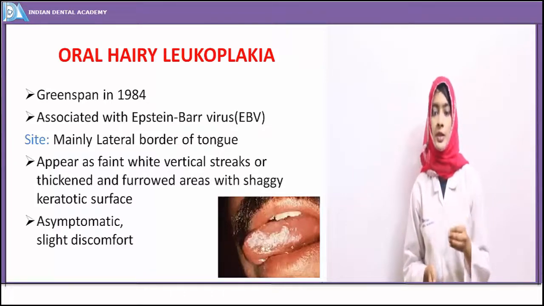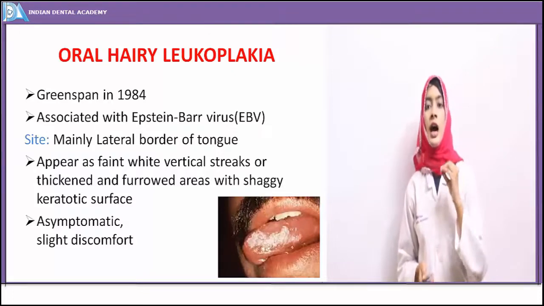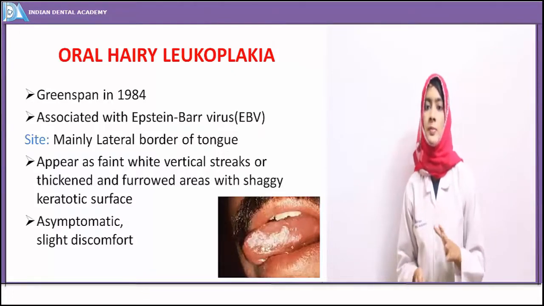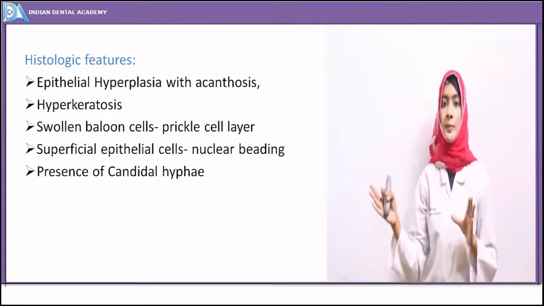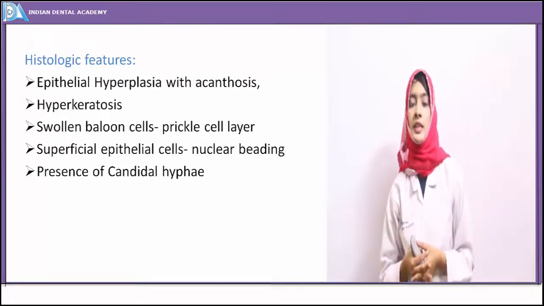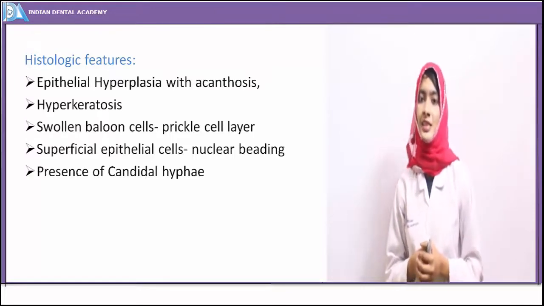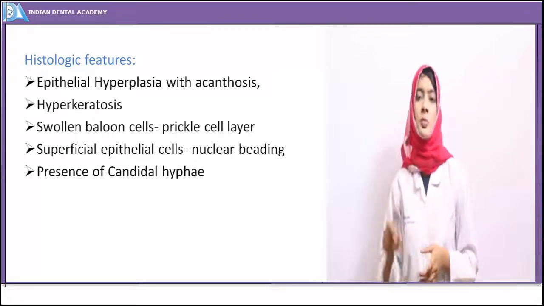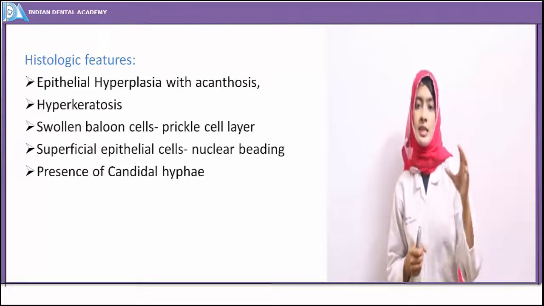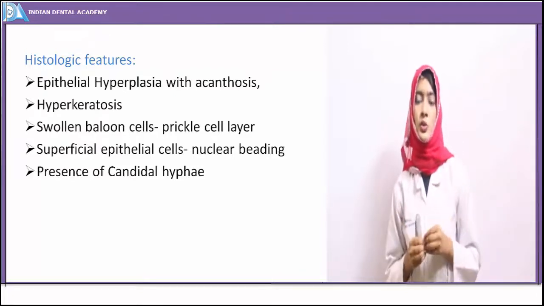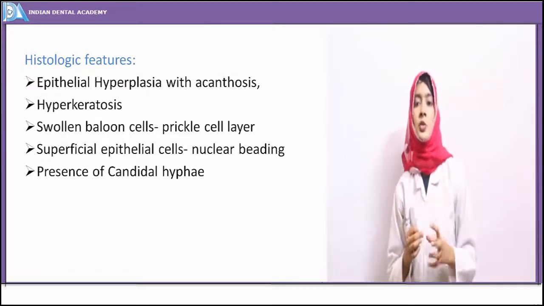When you see a histologic picture of this oral hairy leukoplakia, you can see epithelial hyperplasia along with hyperkeratosis and acanthosis of that particular surface. So it has a histologic picture of hyperplasia along with the leukoplakic condition. And swollen balloon-shaped cells are seen in the prickle cell layer. This is nothing but the nucleus being pushed to one side, giving the appearance of a balloon shape. And the superficial epithelial cells show condensation of the nuclear material. That is nothing but the nuclear beading or hyperchromatized nuclei seen here.